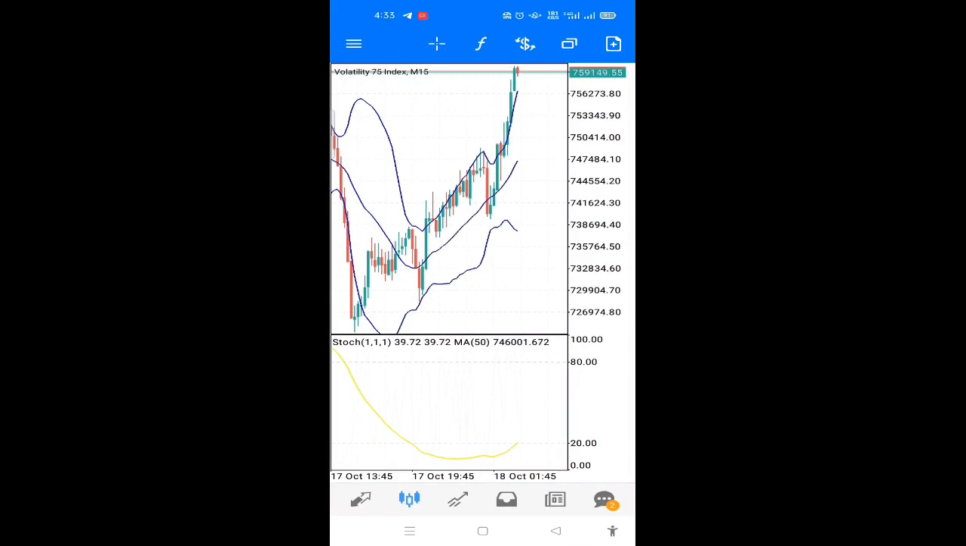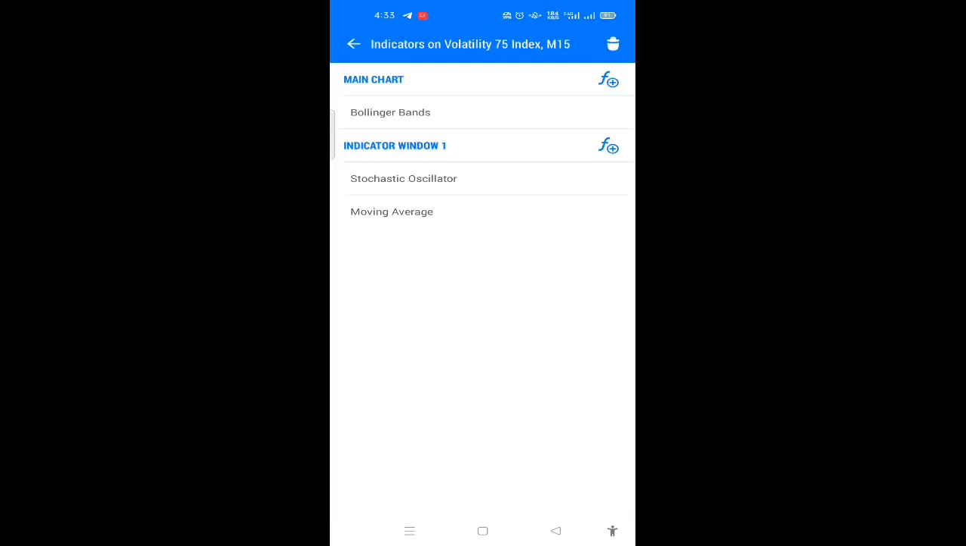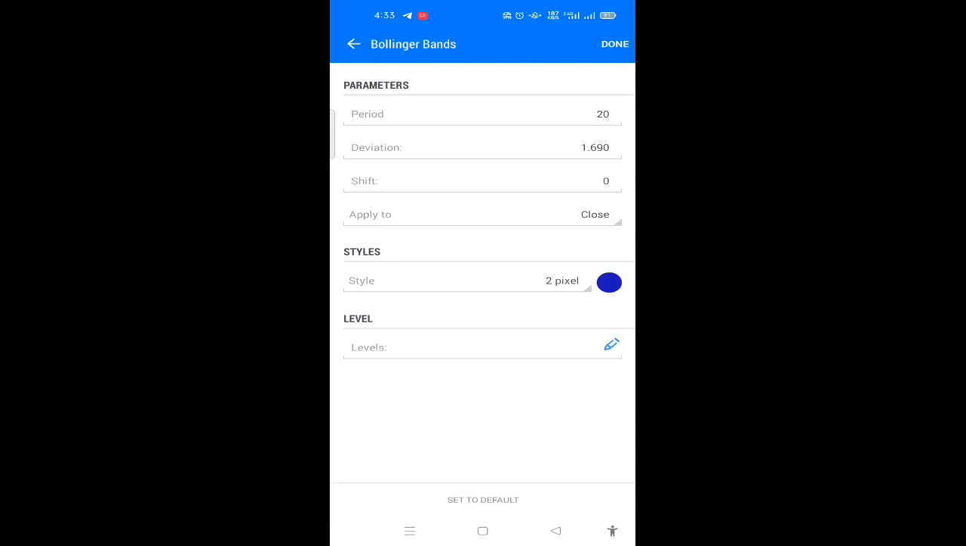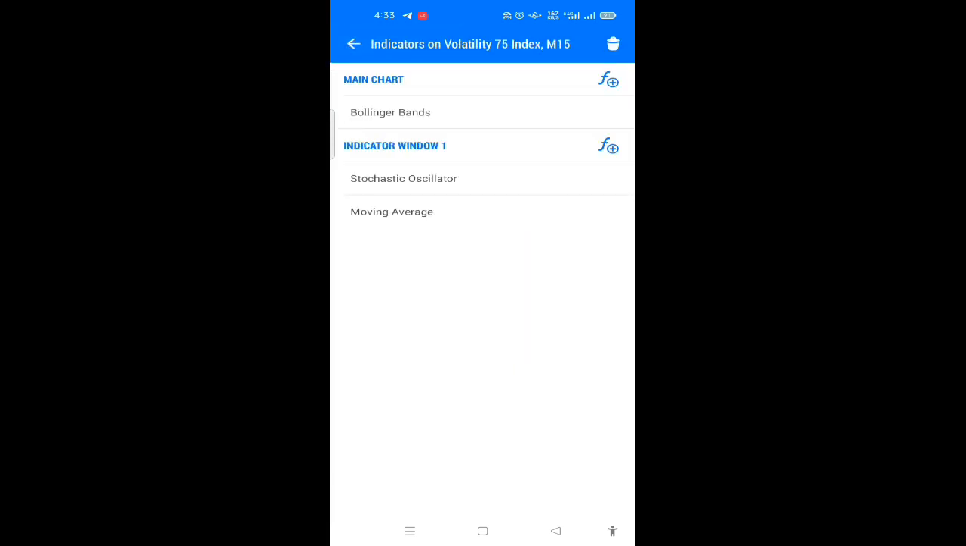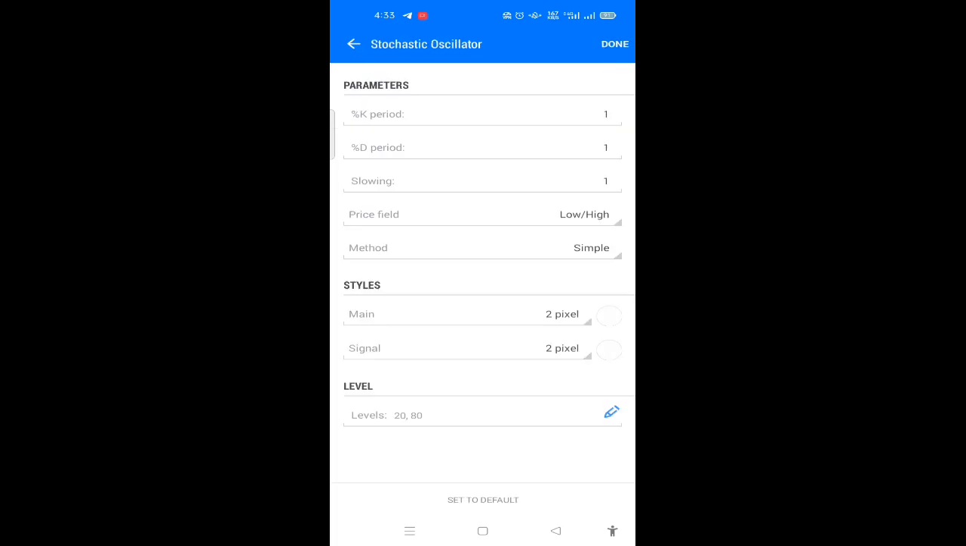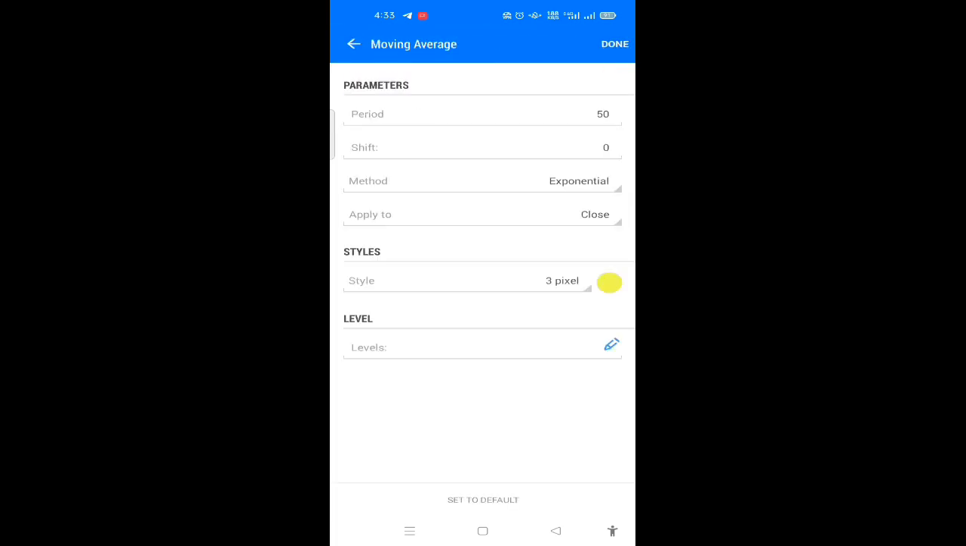Now, in the previous video, I made it clear how to use the Bollinger Band, and the settings I've already given. We use the Bollinger Band and a moving average on indicator window 1, with the help of the stochastic. If you don't have the values before, these are the values for the Bollinger Band, stochastic, and moving average.